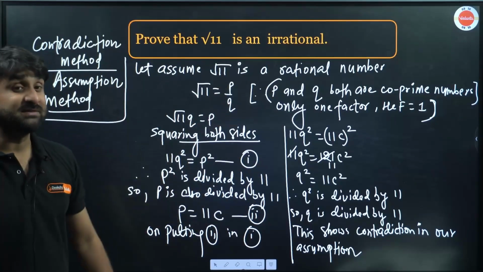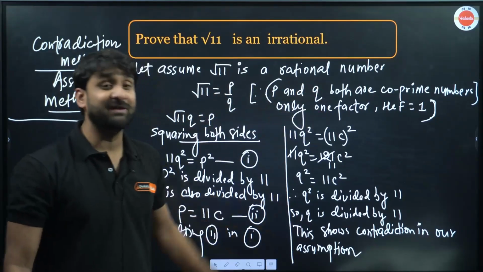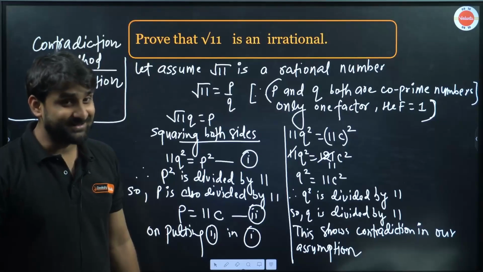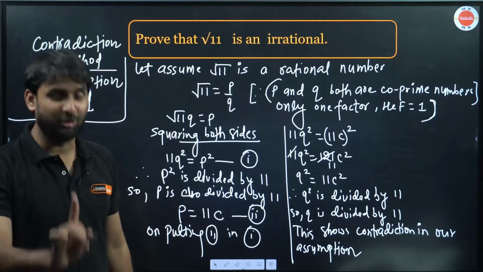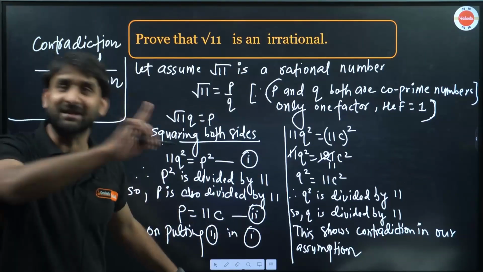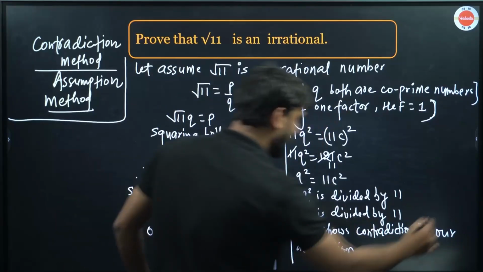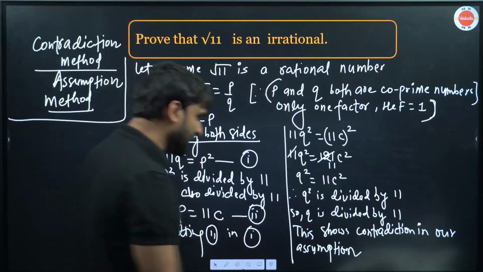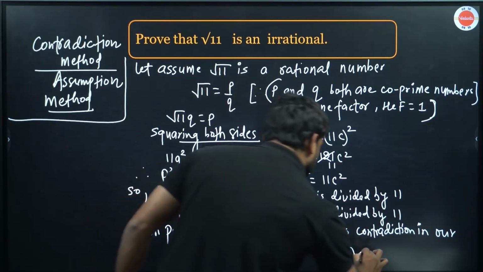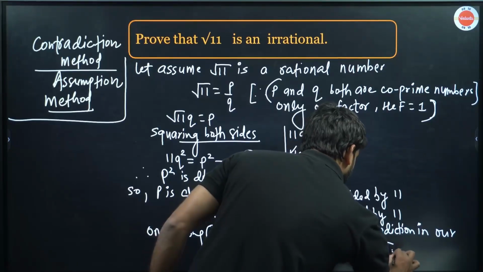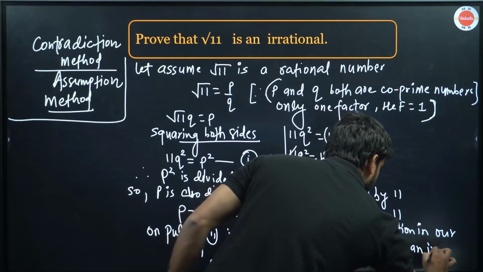And what was our assumption? Our assumption was root 11 is a rational number. So this is not possible. Root 11 cannot be a rational number, so it has to be an irrational number. This shows contradiction in our assumption. So root 11 is an irrational number.